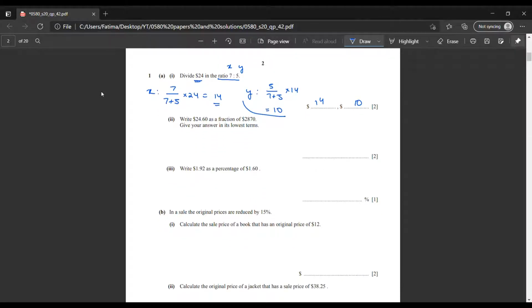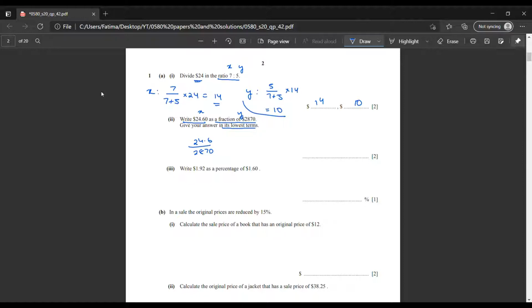Now for the second part, we have to write this amount as a fraction of this amount. If for example this question was stated as write x as a fraction of y, it's a lot easier to understand that x would have to be in the numerator and y would have to be in the denominator. So in this case, that would be 24.6 upon 2870. And it's also asking us to give this answer in its lowest terms. That means in its simplest form.